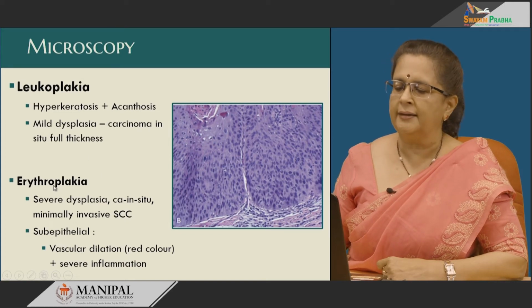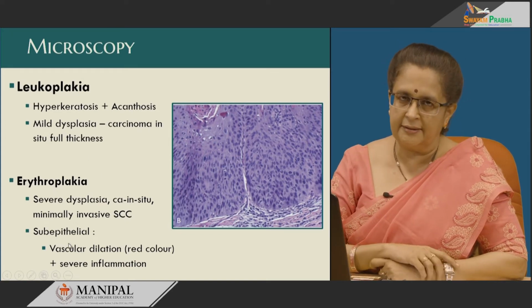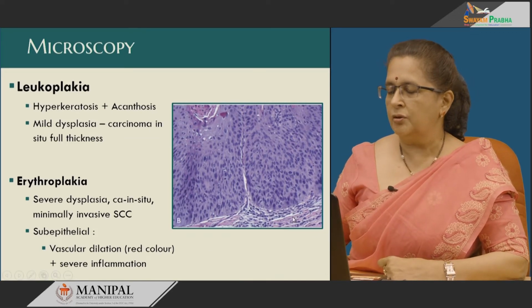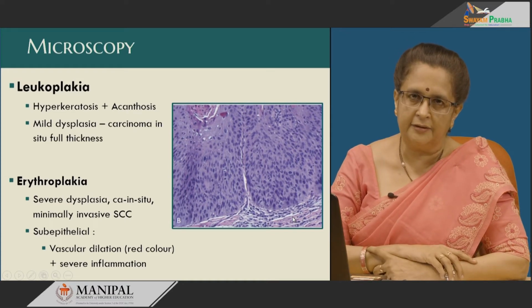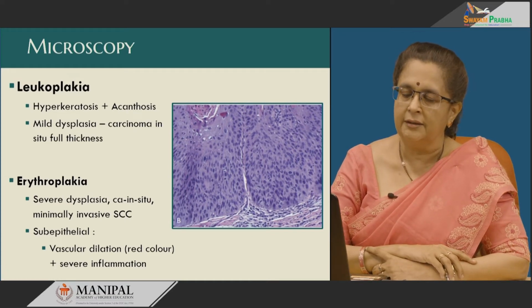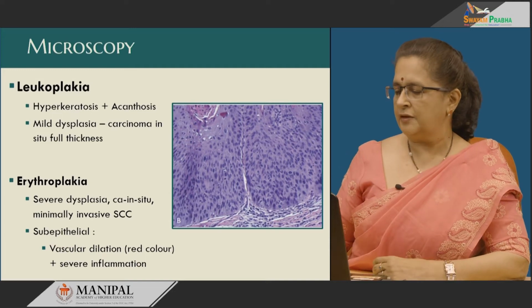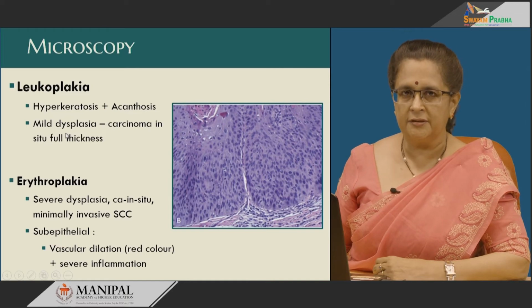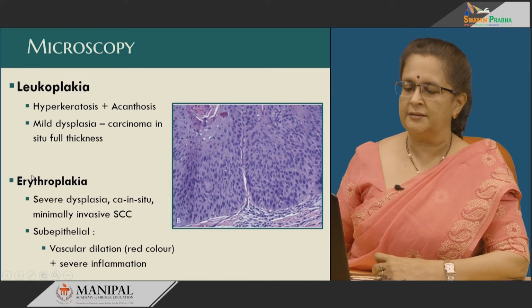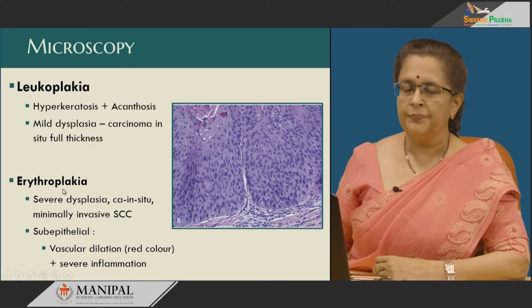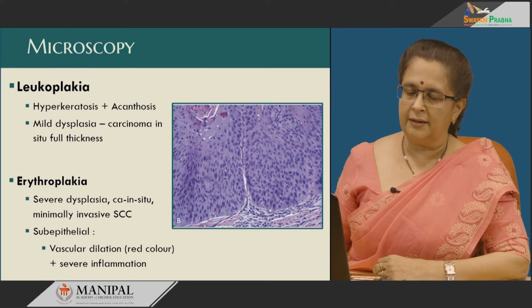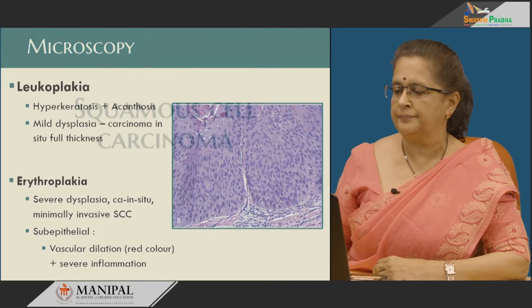Now, why do we get the red color? The red color is because of the extensive dilation of vessels below the epithelium. So, over here you will get extensive dilation of blood vessels along with plenty of inflammation, and that gives rise to the red color. That is why it is known as erythroplakia. So, remember, leukoplakia is hyperkeratosis with acanthosis, mild to severe dysplasia and even carcinoma in situ. Erythroplakia is severe dysplasia to minimally invasive squamous cell carcinoma with subepithelial vascular dilation and inflammation.